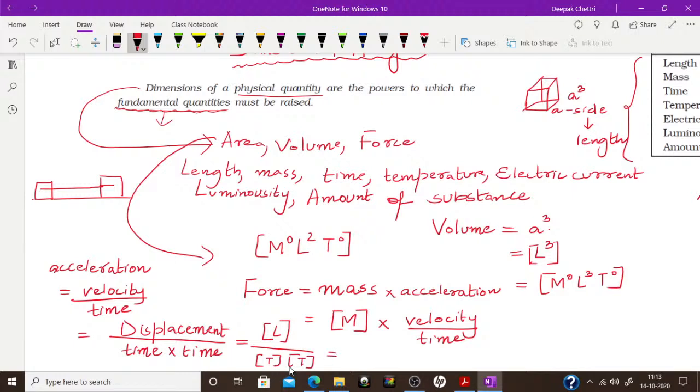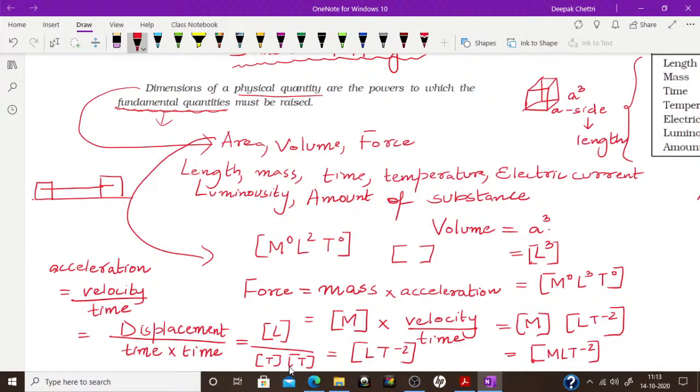Okay? So combining all of them, I will get L, and in the denominator it will become T square, and if it comes up it will be T to the power minus 2. So this is the dimension of acceleration: L T minus 2. Now if I put it in the formula for force, M is for mass and acceleration is L T minus 2. So combining the two, I will get M L T minus 2. This is the dimension of force. Remember, dimension should always be written in square brackets. This is the square bracket that you have to write dimensions in.